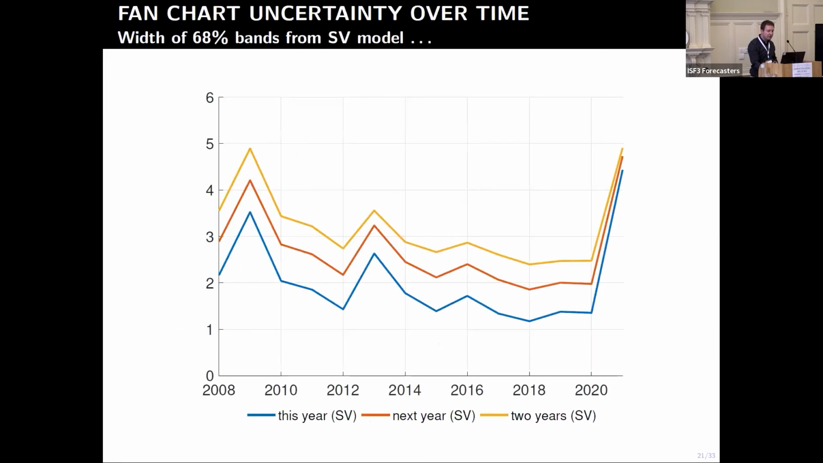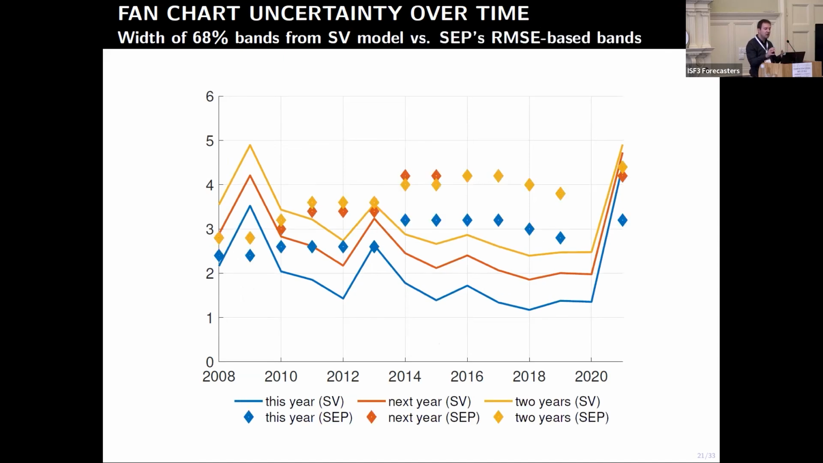We can also compare our stochastic volatility results in terms of 68% predictive bands from the stochastic volatility model to the SEP that was used by the FOMC.